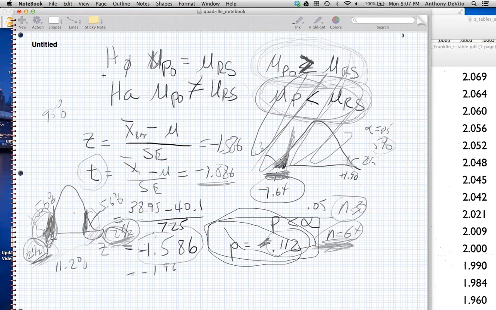So notice what I'm saying here. I fail to reject the idea that these two means are different. I don't say that the two means are the same, right? Because that's not what I proved. I just failed to reject the idea that they were different. So I failed to reject the null hypothesis. Had my t-score been bigger than 2, I could have said I reject the null hypothesis and I accept the alternative hypothesis that they're different.